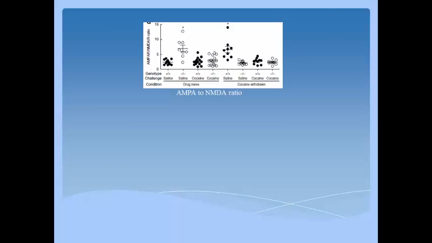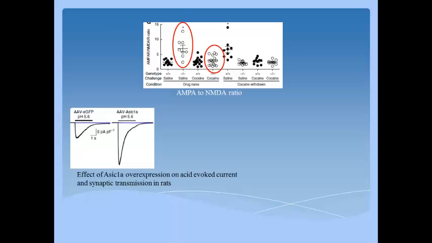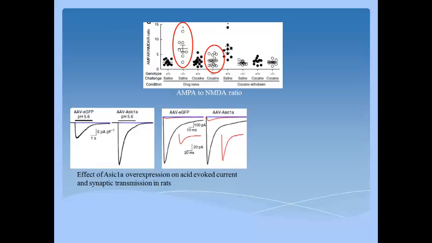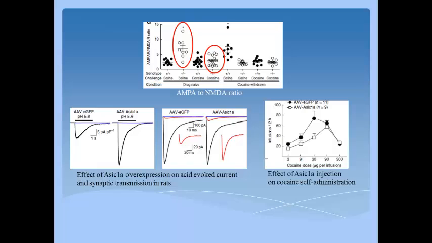Next, authors show that ASIC1A disruption increases AMPA to NMDA ratio, which is acutely reversed by a single dose of cocaine. Overexpression of ASIC1A in the rat nucleus accumbens non-significantly enhanced acid-evoked current but significantly enhanced amiloride sensitive synaptic currents, and also attenuated cocaine self-administration. So ASIC1A plays an important role in drug addiction.